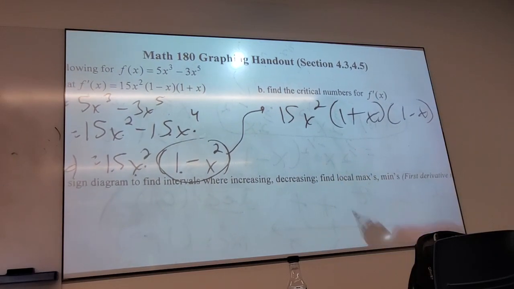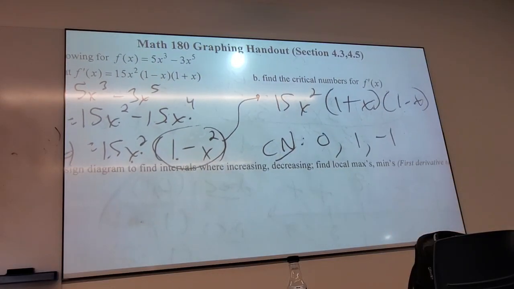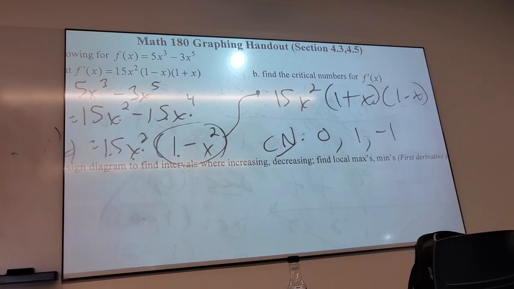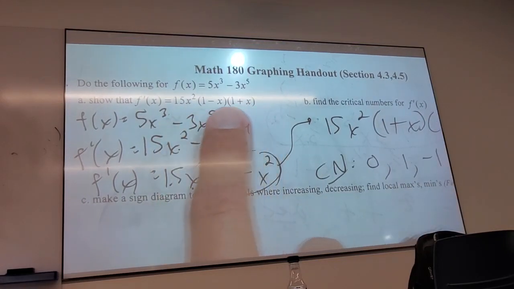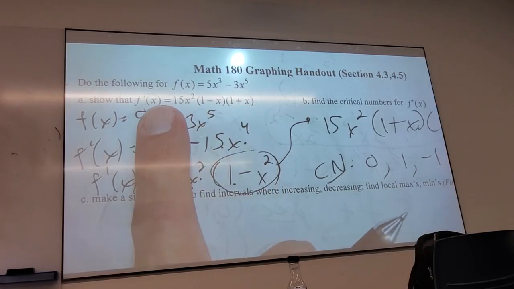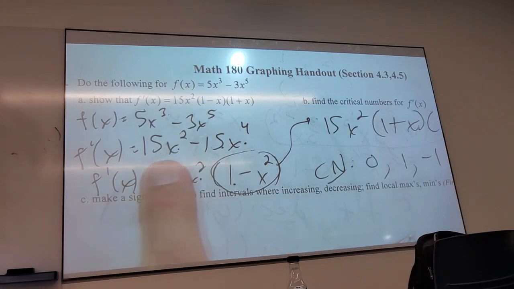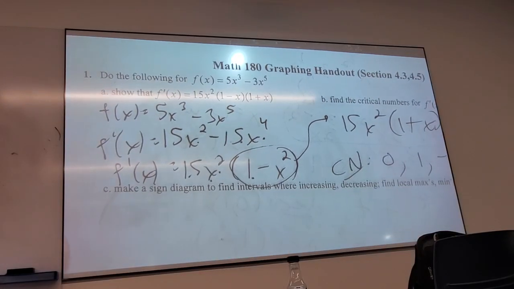So what are my critical numbers? 0, 1, negative 1. You guys all with me? Why would I not want to use this form to do a second derivative? What would that involve? Triple product rule. No thank you. I'm going to use this form because it's the same thing. We're not quite there yet.